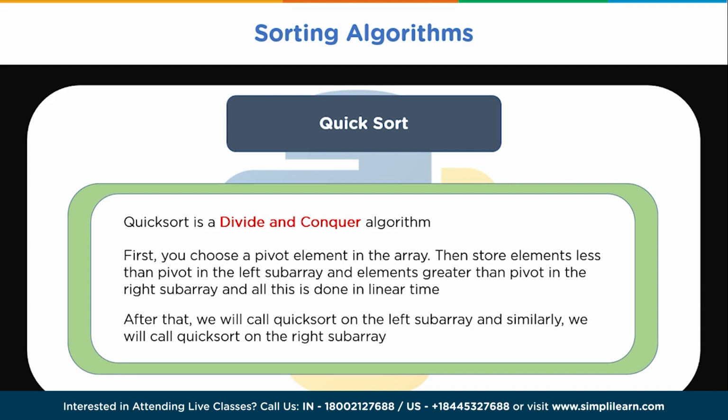After that, we will call quicksort on the left subarray, and similarly we will call quicksort on the right subarray. So it's a recursive algorithm based on the choice of the pivot element you have taken on the array. Generally, the pivot element is taken as the rightmost element of the array.